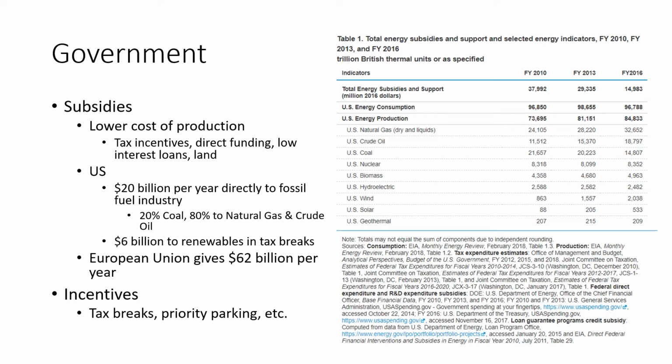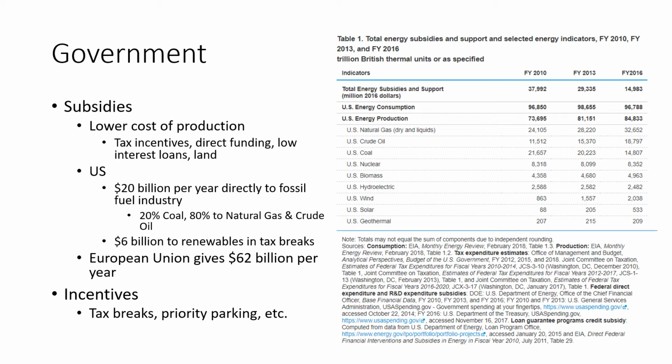Here's a table of 2010, 2013, and 2016, of how much the U.S. government gave each of these industries. And so you can see that our top three are crude oil, coal, and natural gas. Not in that particular order. I just read it in a different order.